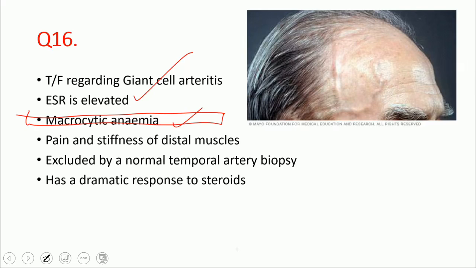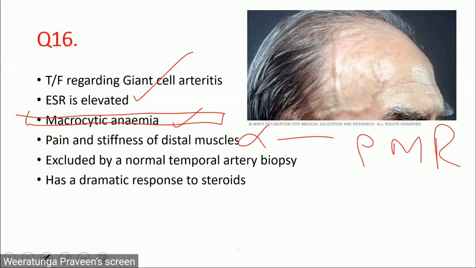Giant cell arteritis can be associated with another disorder called polymyalgia rheumatica, right? And that mainly causes pain and stiffness of the proximal muscles. Distal muscles, never. So polymyalgia rheumatica is a disorder which predominantly causes pain and stiffness of your proximal musculature.